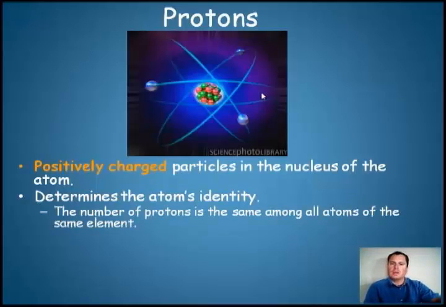So the number of protons is the same among all atoms of the same element. So all oxygen atoms, for example, will all have 8 protons. All carbons have 6 protons. All hydrogen atoms have 1 proton. We abbreviate protons with a P for proton and a plus for a positive charge. So it's a good way to help you remember the charge of it.